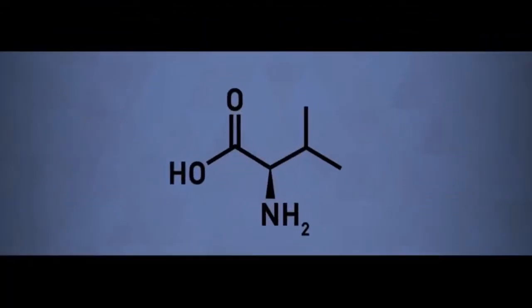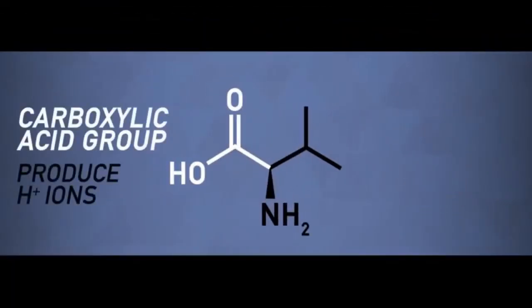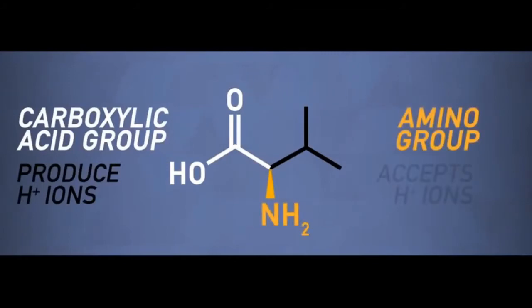An amino acid has a carboxylic acid group that can produce hydrogen ions, and an amino group that can accept hydrogen ions. Acids and bases are all around us, and can vary greatly in terms of their use and their nature, but they all involve hydrogen ions being passed around.